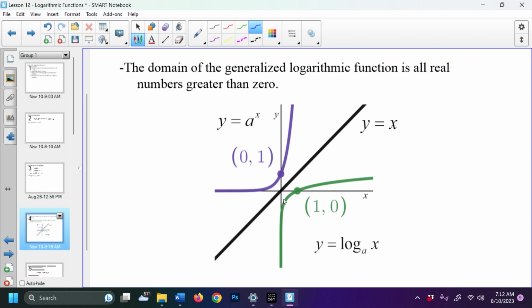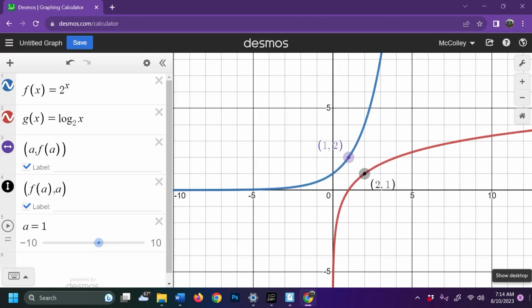We can see that fairly easily in a Desmos demonstration. Here I have two simple exponential and logarithmic functions. I have f of x equals 2 to the x, that's a simple exponential function, and I have g of x equals log base 2 of x. I have used f of x to determine 2 points. I said a, and a is just a slider currently equal to 1, and then f of a.